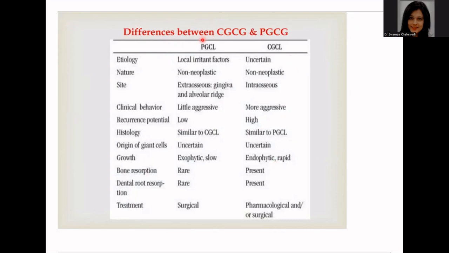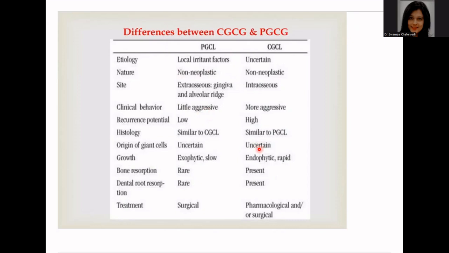Now, since PGCG and CGCG both share many common features, we need to know the differences between them. PGCG is a reactionary lesion to a local irritant factor, while the etiology of CGCG is uncertain. PGCG is non-neoplastic. CGCG is also non-neoplastic. PGCG is an extraosseous lesion, with the gingiva and alveolar ridge as the area of involvement, while CGCG is intraosseous. Looking at the clinical behavior, CGCG is way more aggressive and has a higher recurrence potential.